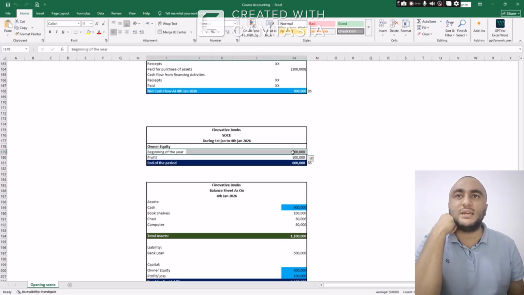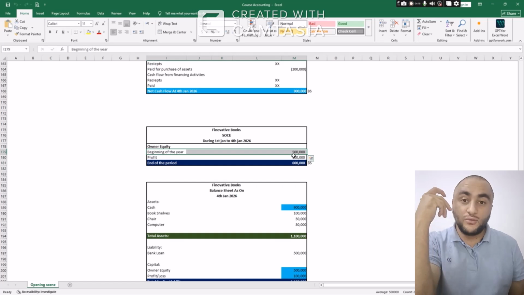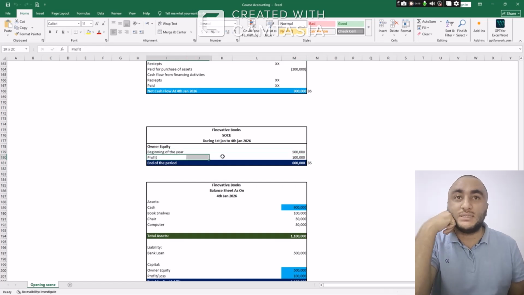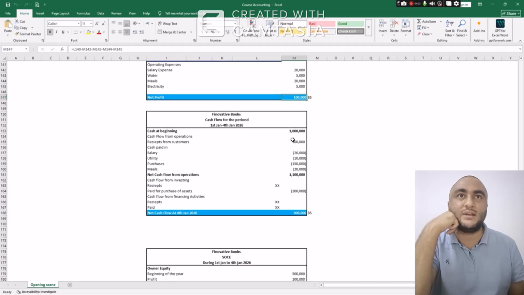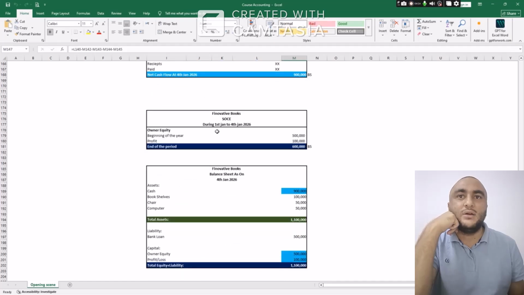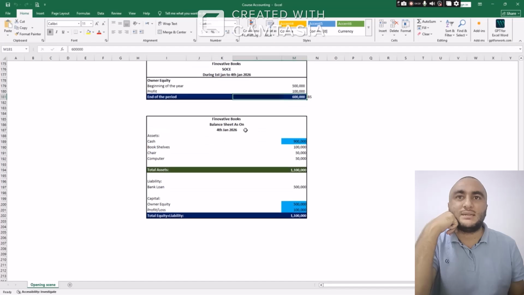In the statement of changes in equity, at the beginning of the year, as you know, 500,000 was invested and we made a profit of 100,000. From the income statement, you can see here, it comes into the statement of changes in equity, making a total of 600,000. Now at last we will make the balance sheet.